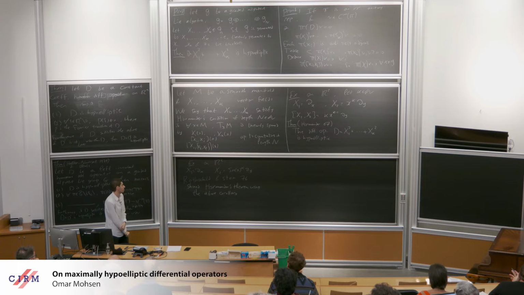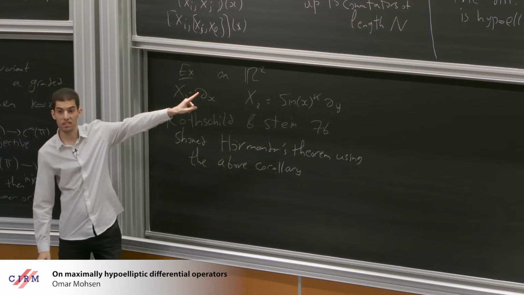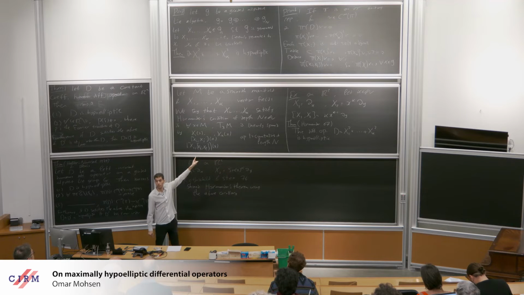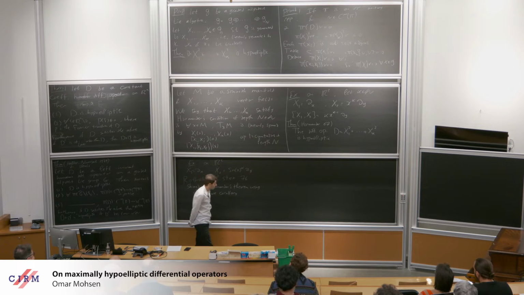So Rothschild and Stein show that this theorem by Hormander, you can prove it using this corollary. Even though the differential operators are different, they live in different manifolds, you can kind of deduce it from the above. I really don't have time to give you the proof of this, and it's quite technical, but you can do it.